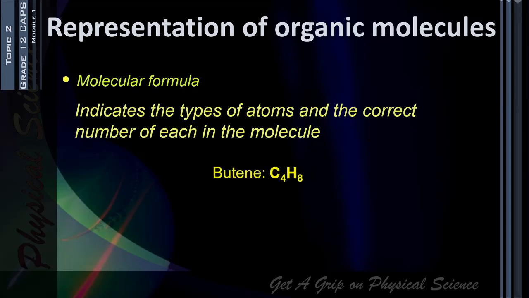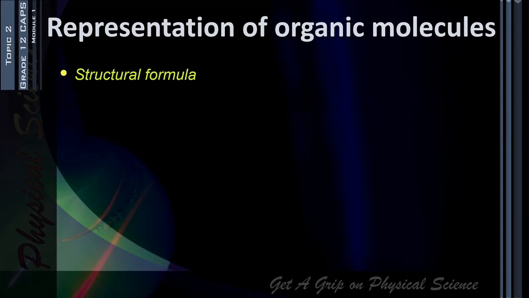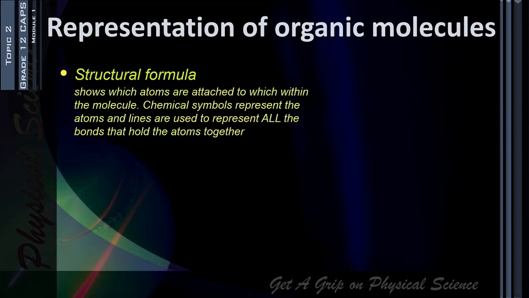For example, the molecular formula for butene is C4H8, which indicates to us that there are 4 carbons and 8 hydrogens in one molecule of butene. We will mainly use structural formulas to represent organic molecules. A structural formula shows which atoms are attached to which within a molecule, and we use chemical symbols to represent all the atoms and lines to represent all the bonds that hold these atoms together.